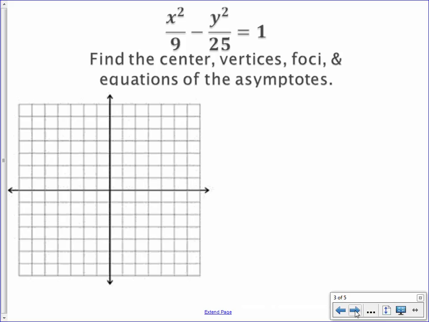So here we go. Here is our first example. We have x squared over 9 minus y squared over 25 equals 1. I want you to think about what kind of hyperbola this is, horizontal or vertical.